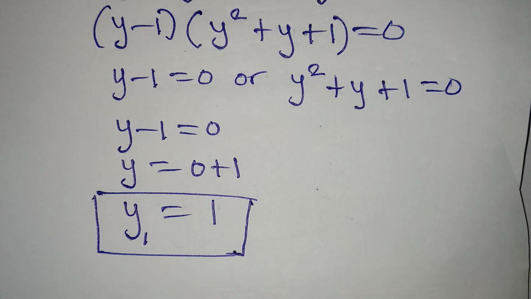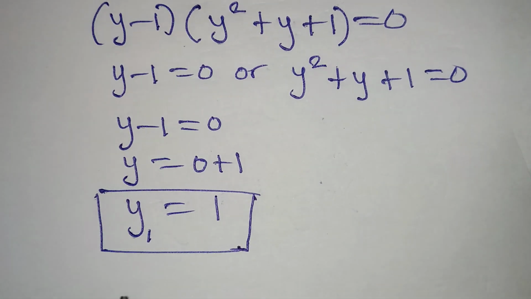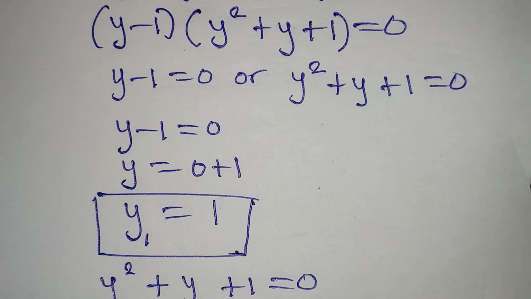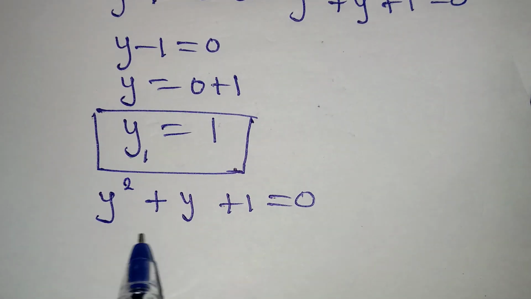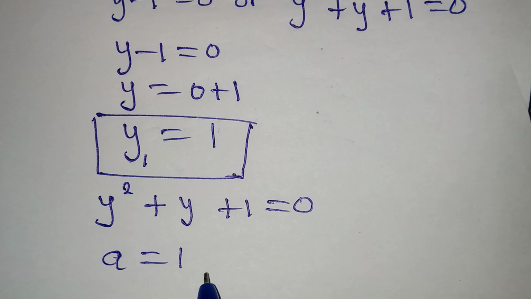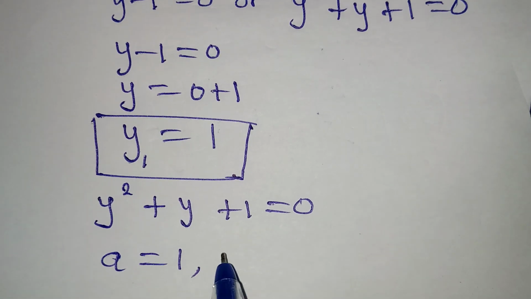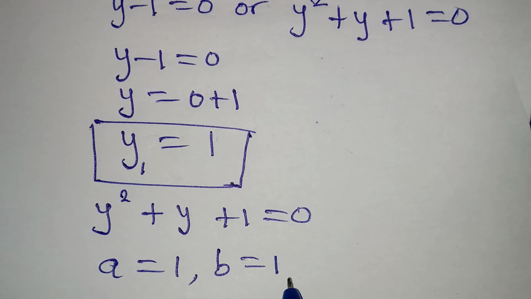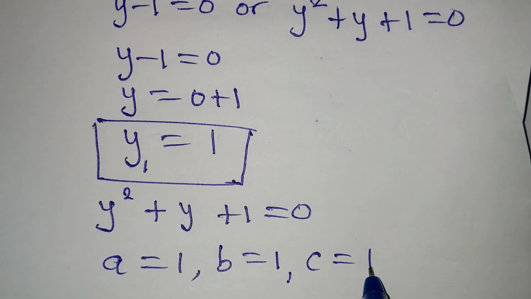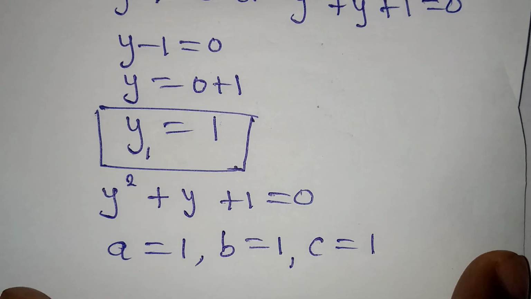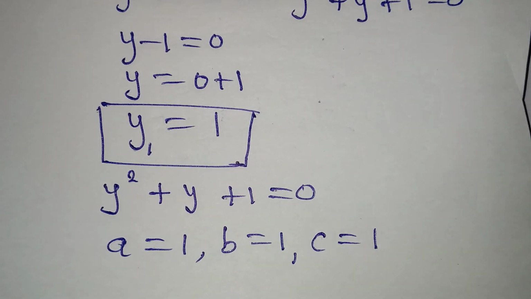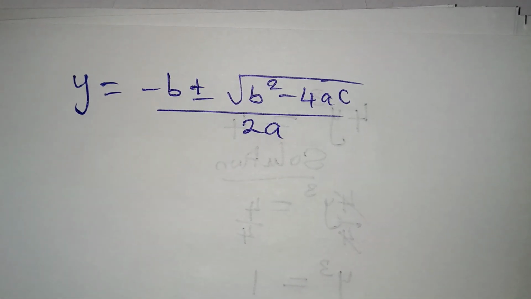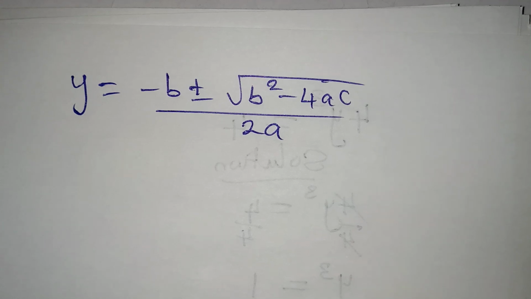Now, to get y2 and y3, we will go to the quadratic equation there. That is y squared plus y plus 1 equals 0. Now, according to this quadratic equation, our a is 1, that is the coefficient of y squared. Our b is 1, that is the coefficient of y. And our c is also 1, which is the constant, right? Now, let's get the formula right away. Here is the quadratic general formula, and we have our a, b, c to be 1 all through.